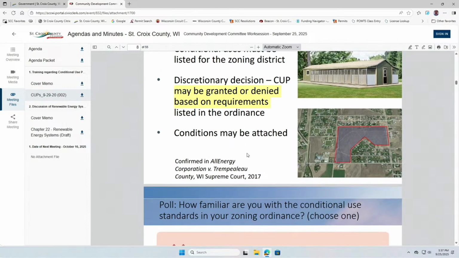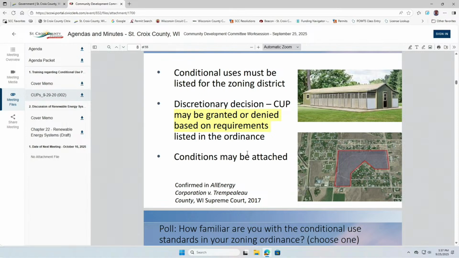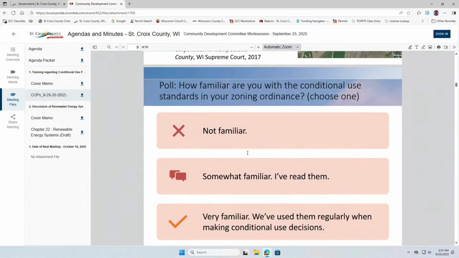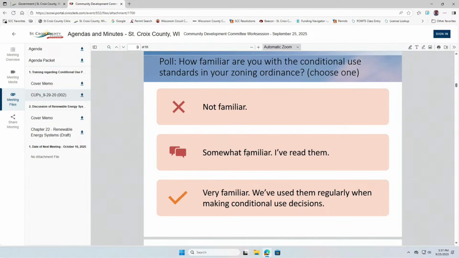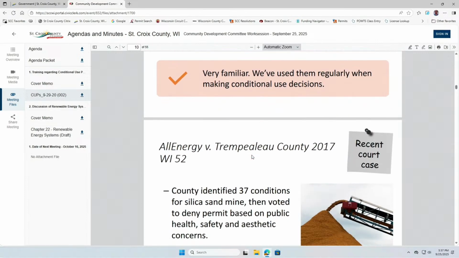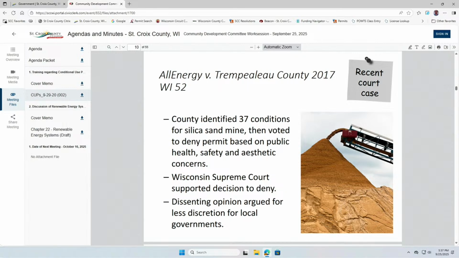Conditions, of course, are able to be assigned for any CUP. Conditional use standards. So this is one here.